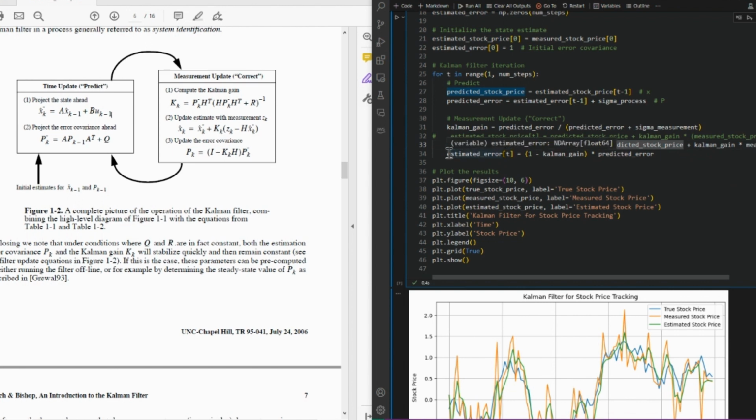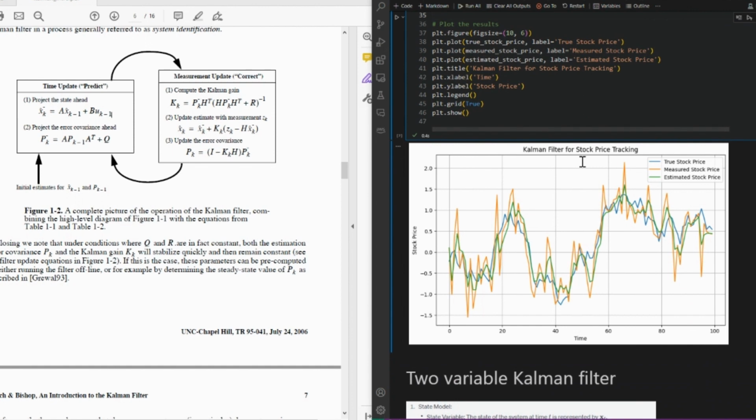And the last line is we need to update our error. So see, we had used 1 minus Kalman gain as the weight for prediction. We are going to use the same thing, 1 minus Kalman gain, as the weight on prediction error, and get this period's estimated error. We run this in a loop, and what we get is this diagram.